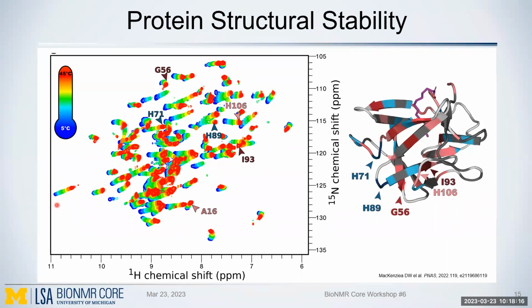What the authors did is increase the temperature from 5 degrees Celsius to 45 degrees Celsius, and then monitor the chemical shift changes of each of these cross peaks. The larger the change, the less stable the residue is, and the smaller the change, the more stable the residue is. Then you can quantify those changes and map that chemical shift change onto the structure of your protein. That can be used to study the local structural stability of your protein.